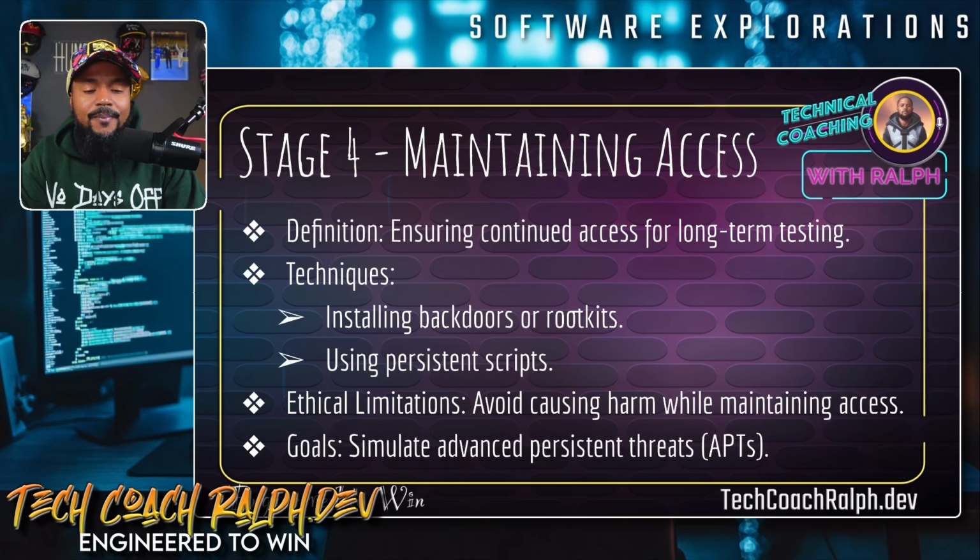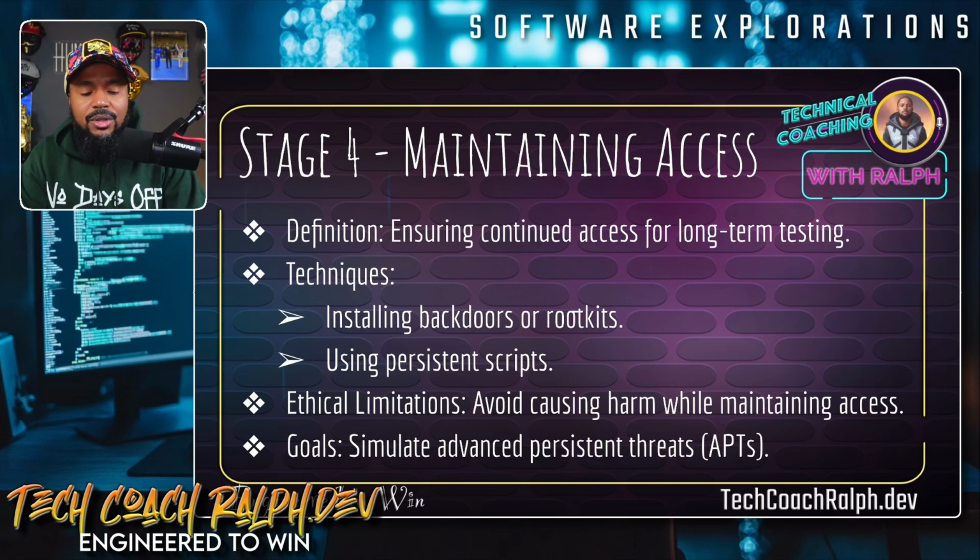Stage 4 now, maintaining access. After you've exploited and gained access, how do you keep your access? The definition of maintaining access is ensuring continued access for long-term testing. The techniques are to install backdoors or rootkits. So after you get in, you install something on their end so that you can consistently get back into the application and things like that.